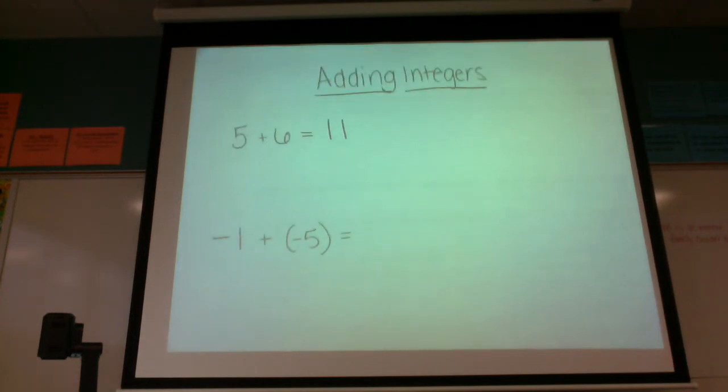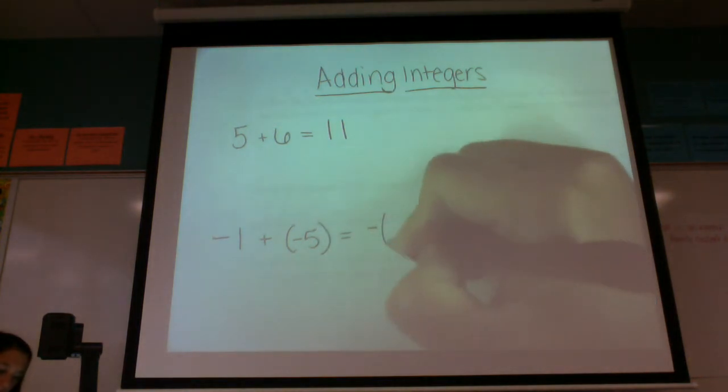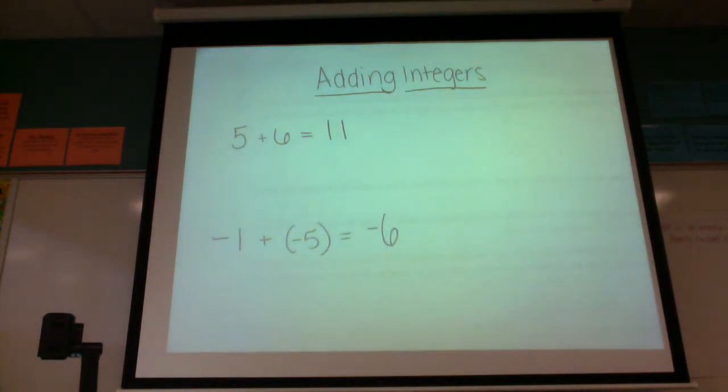So I want us to think here and put this into a real world situation. If it's negative 1 degrees out, but the temperature, remember I'm adding, is still going to be going down negative 5. So if we think about that, negative 1 plus negative 5 is going to end up being a total of negative 6 degrees outside. Okay?